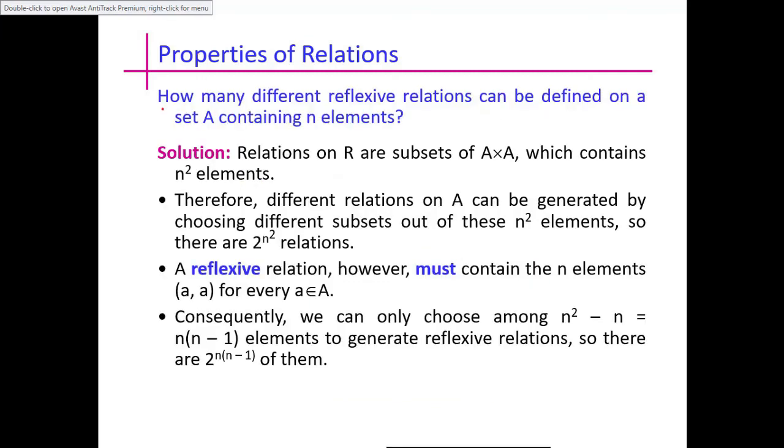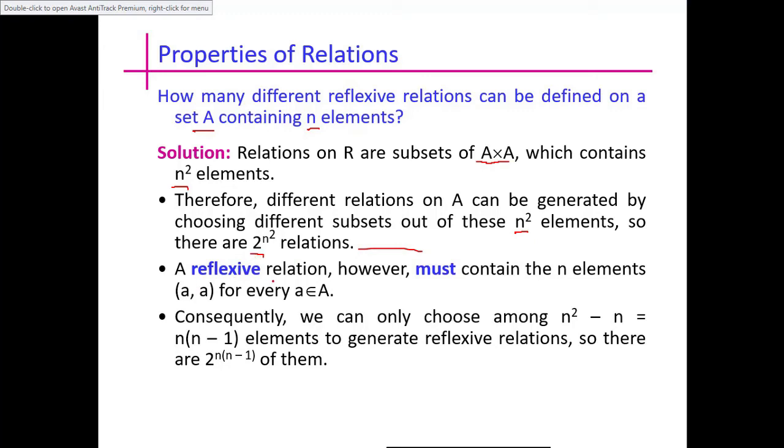Now we see how many different reflexive relations can be defined on a set A containing n elements. To answer this question, we know that the total number of elements in A cross A will be n square, and therefore different relations on A can be generated by choosing different subsets out of these n square elements. So the total number of relations will be 2 raised to the power n square.